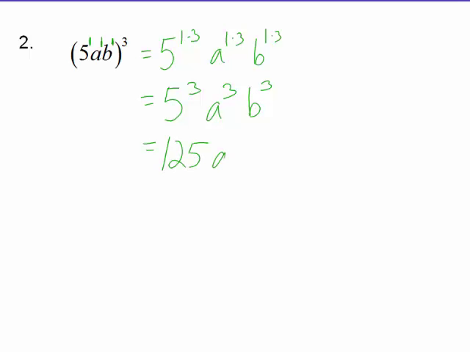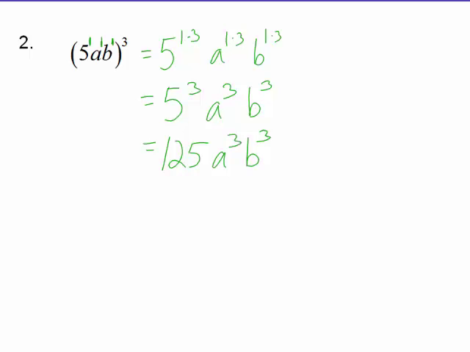Alright, so for number 2, remember that it's going to be an exponent of 1 in here if you don't see an exponent. So using the power rule, we just multiply each of those exponents by the 3. So this would be the same as 5 to the 1 times 3 power times a to the 1 times 3 power and b to the 1 times 3 power. Right, so it would be 5 cubed, a to the 3rd, b to the 3rd, which would be just the same thing as 125 times a cubed, b cubed. Alright, you can pause the video and practice. I'm not going to reveal.